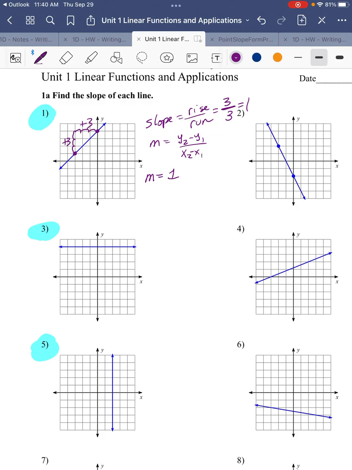The y-intercept we're looking at, where does it cross the y-axis? Across the y-axis right here at 1, 2, 3, 4. So the y-intercept, which is the b, is at 4.